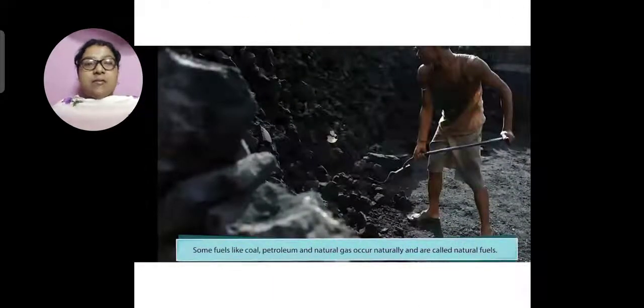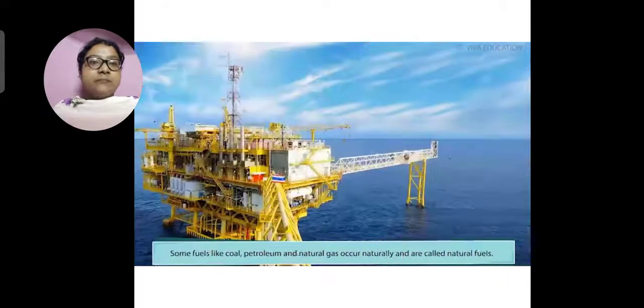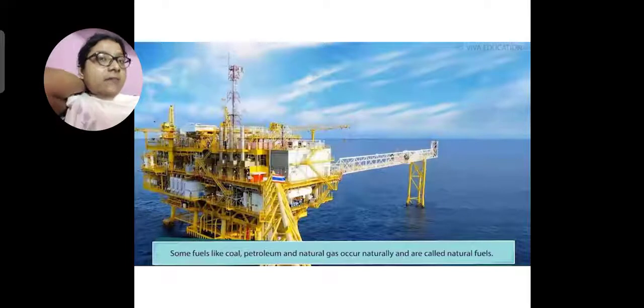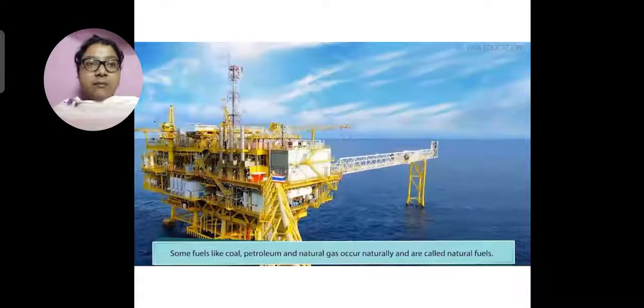Now the next content of our chapter. Some of the fuels like coal, petroleum, and natural gas occur naturally. These are fuels which are made by nature itself. These fuels are called natural fuels. Examples are coal, petroleum, natural gas.